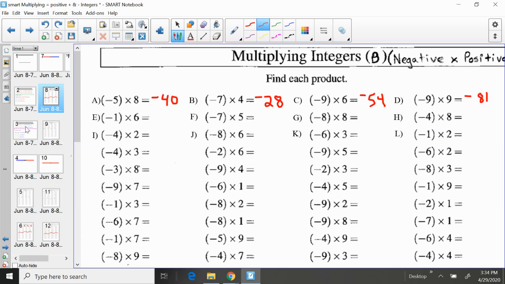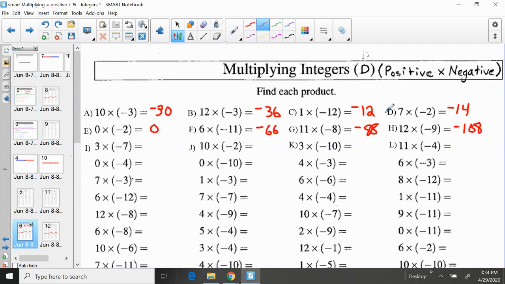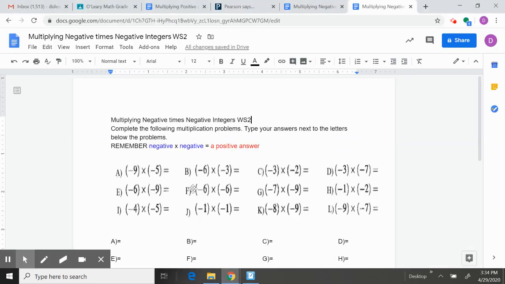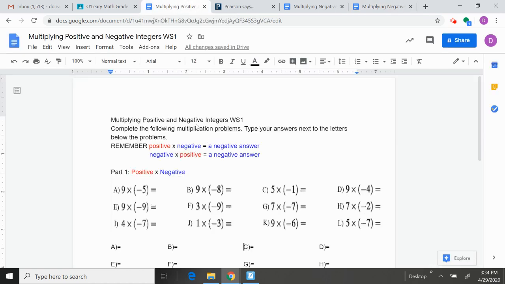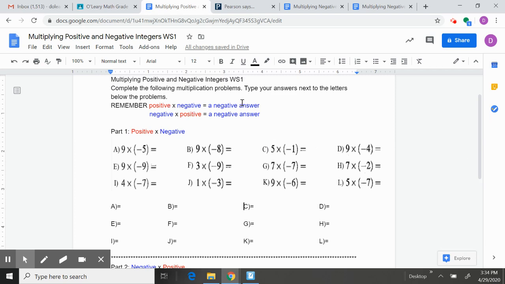Okay, so positive times negative gives you a negative answer. Negative times positive gives you a negative answer, as we saw on these sample problems. So what I'm going to ask you to do today is work on multiplying positive and negative integers worksheet 1. You'll see the problems here. And I even give you the hints. Positive times negative equals a negative answer. Negative times positive equals a negative answer. And if you look, really, that means all your answers should be negative.